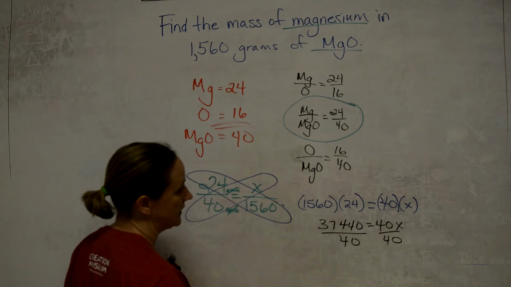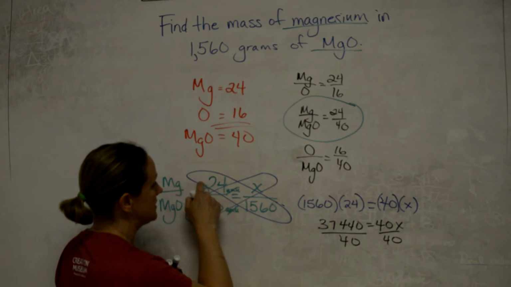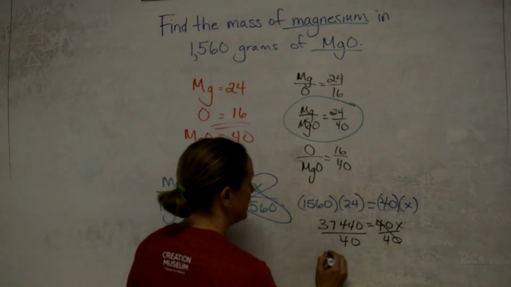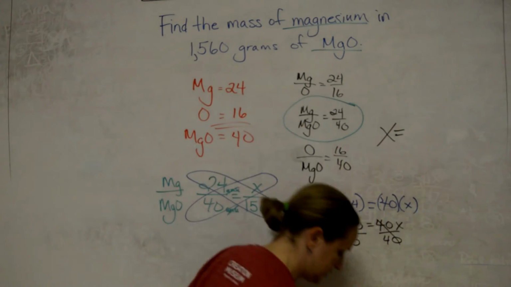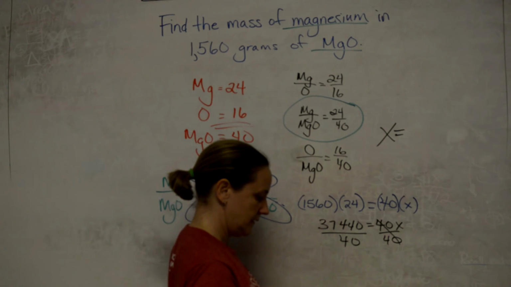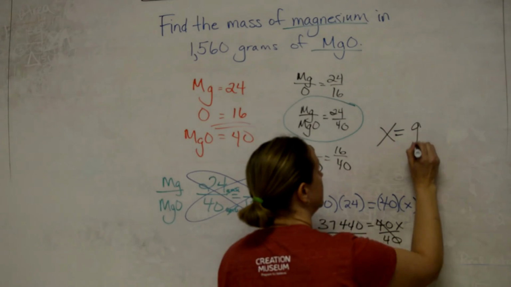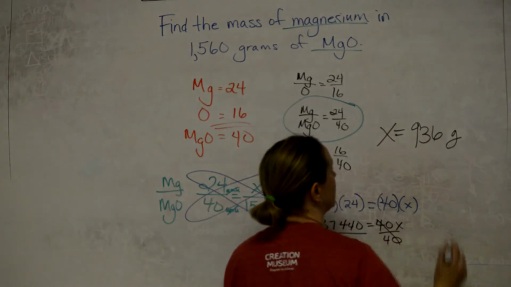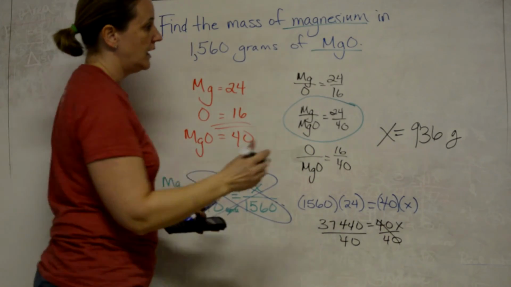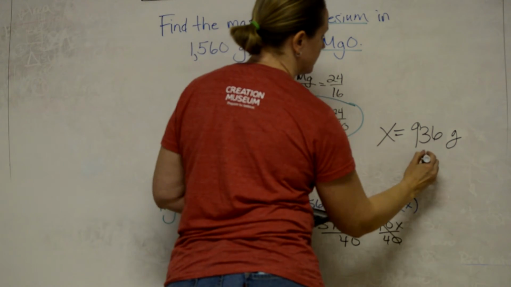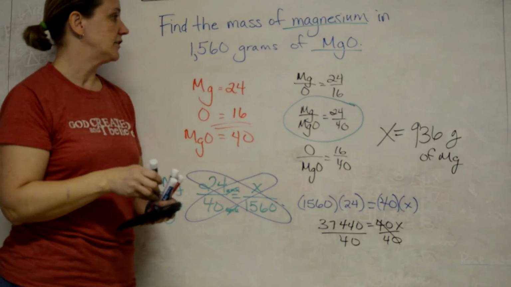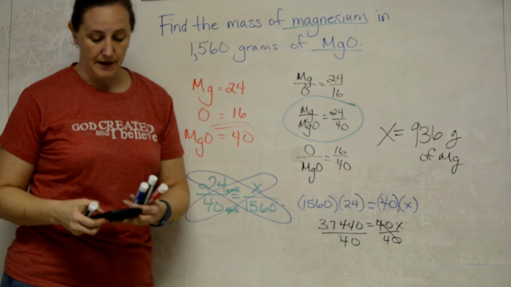Now, when I punch this in my calculator, I don't usually write all of this out. I usually just multiply the two that are across from each other and divide by this one, which is essentially what we're doing. But if I've done this correctly, I should get that x equals 936 grams of magnesium in that compound. So I have 936 grams of magnesium in 1,560 grams of the compound.